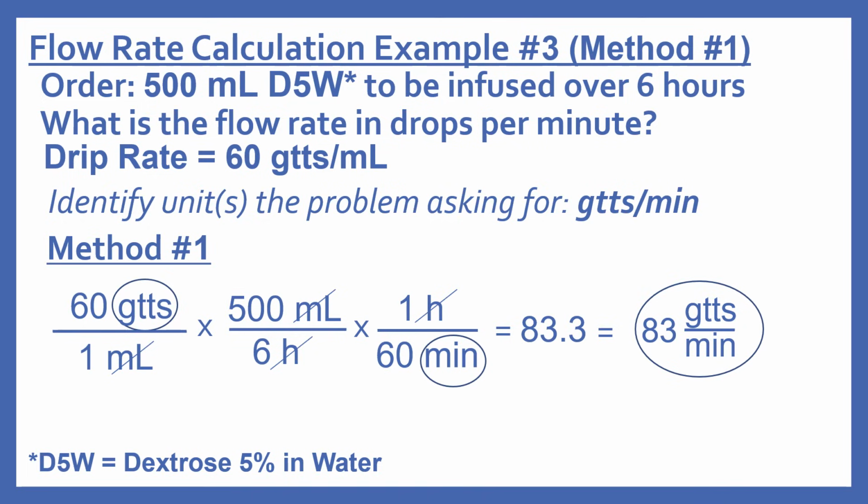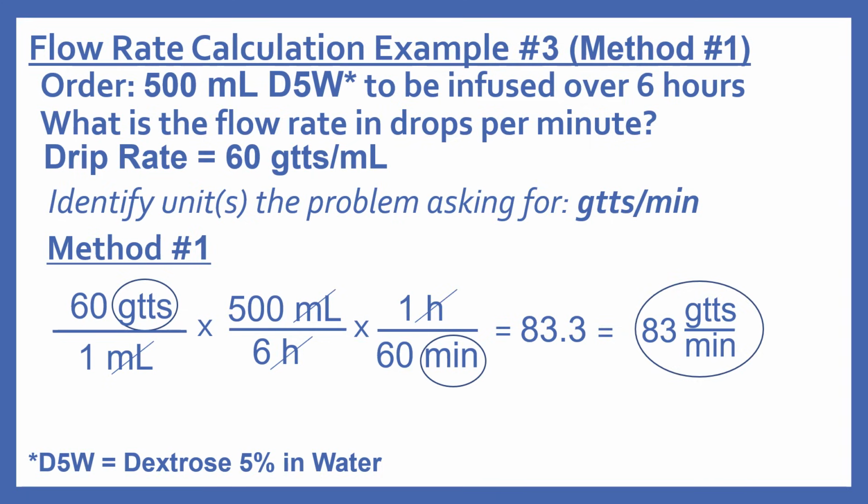Okay, now we'll look at example number 3 with method number 1. Our order is for 500 milliliters of D5W, and D5W means dextrose 5% in water solution. So 500 milliliters of D5W to be infused over 6 hours. What is the flow rate in drops per minute? And the drip rate equals 60 drops per milliliter. So if we identify the units the problem's asking for, it's drops per minute. So with method 1, we know our drip rate is 60 drops per milliliter.